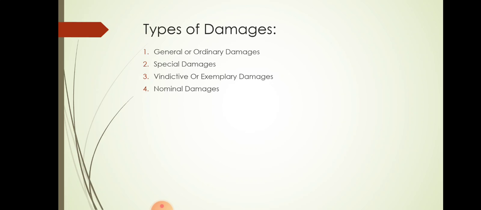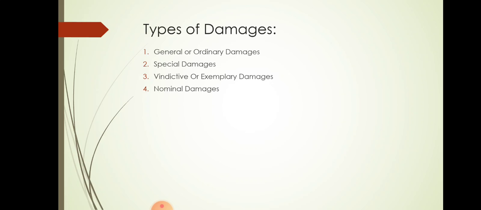Now we'll see special damages. Special damages cannot be claimed as a matter of right. These are the damages which arise as a result of the unusual circumstances affecting the plaintiff. These are the damages which the parties knew at the time of making the contract. If the parties had no knowledge of the special loss they would suffer due to breach, such loss cannot be recovered by the other party.